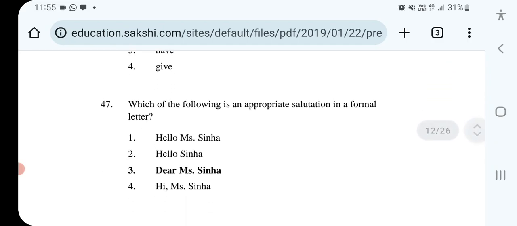Which of the following is an appropriate salutation in a formal letter? Dear Miss Sinha. Hello Sinha, informal. Hello Miss Sinha, informal. Hi Miss Sinha, this is informal. So they are asking about the appropriate salutation in a formal letter. Dear Miss Sinha is the answer.